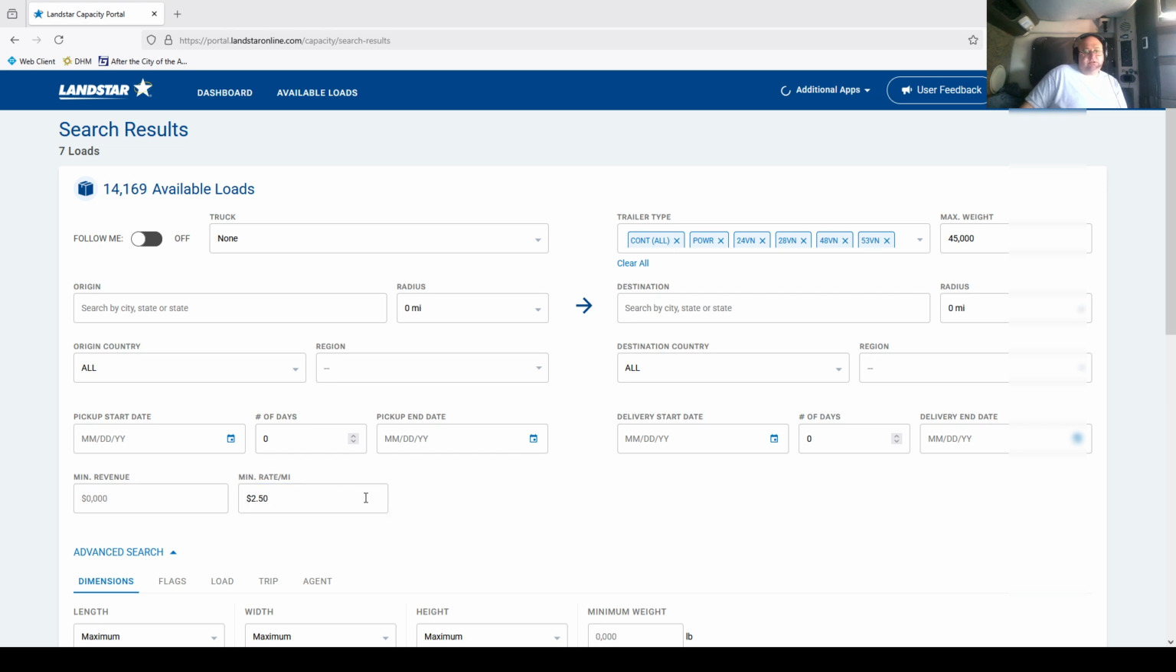I do not like hauling loads at $2.50 a mile. So that got rid of 50,000 loads right there. Let's see here. So we're at 54,000 loads, put in $2.50 a mile, and we go to 14,000 loads. So we just lost 40,000 loads out of the 65,000 loads on Landstar's load board. Well, we can't say that because maybe some of those we filtered out in other ways. Let's just leave it at a very large percentage of the loads on Landstar's load board are not profitable. Now let's do a minimum of $1,500.